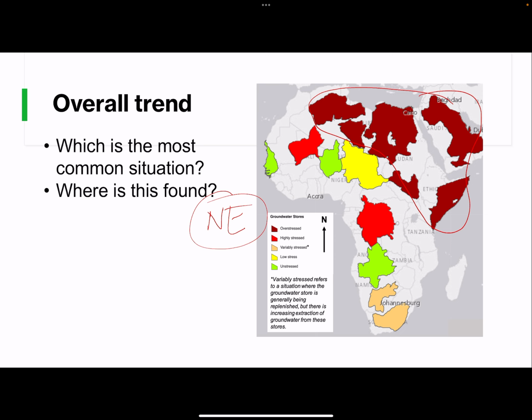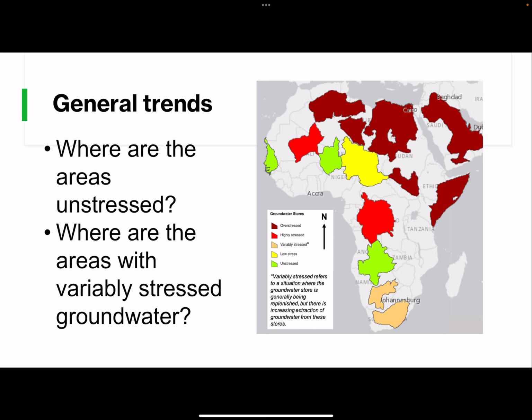Okay, the northeast region of Africa. Where are the areas that are unstressed, or where are the areas with very low stress groundwater? Very interestingly, this is in the south. The unstressed ones are actually split up. So you can talk about it being spread around the middle and the western side of the continent. But uniquely, the overstressed parts are in the northeast, and the very stressed part is concentrated in the south.